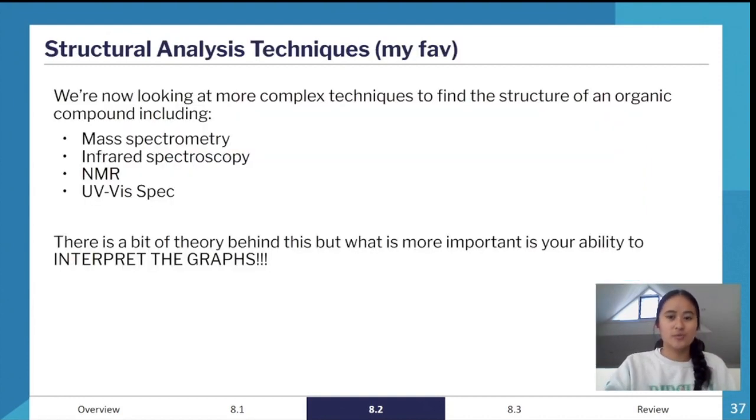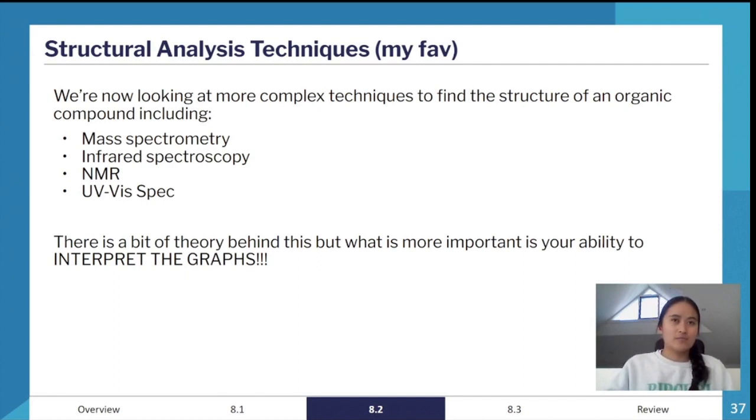Now we're going on to my favorite part of the syllabus. So this is structural analysis techniques. There's a little bit of theory behind this, but the most important thing I want you to take away from this lecture series is that it's the skills that matter.